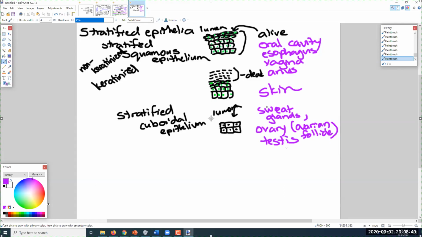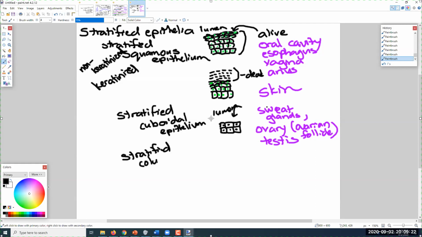Oh, by the way, the only time you use keratinized and non-keratinized is only for stratified squamous epithelium. All these other stratified ones won't have keratinized or non-keratinized. All right, so let's take a look at this next one here. Although I don't think I have this term on the study guide, I just want to at least show you it, okay?